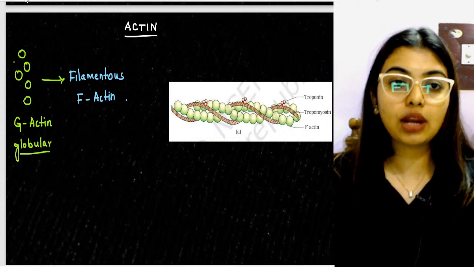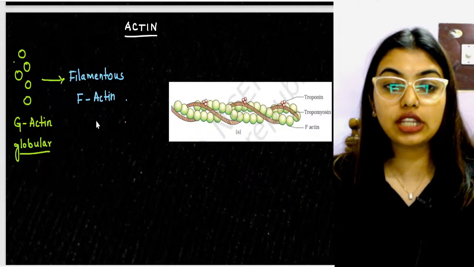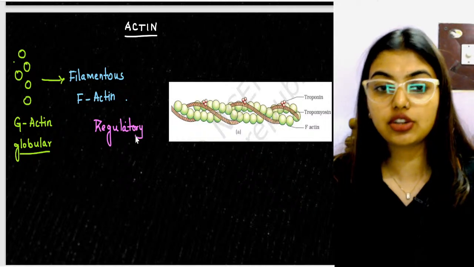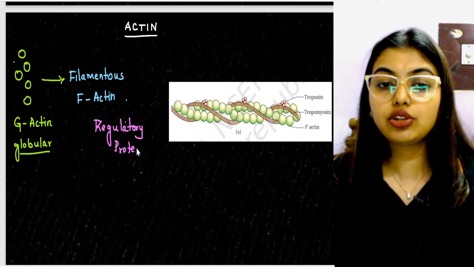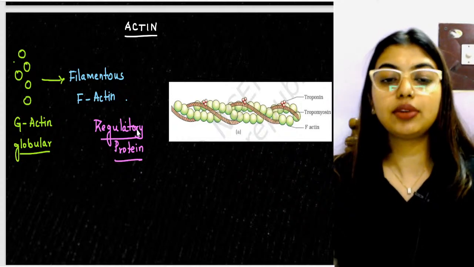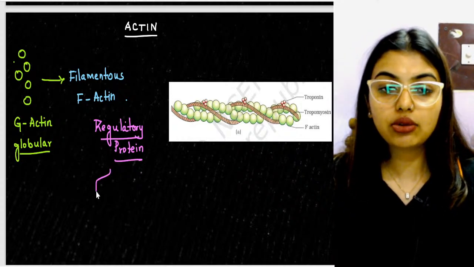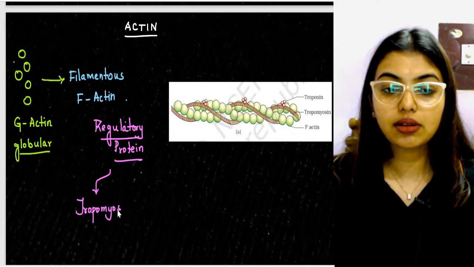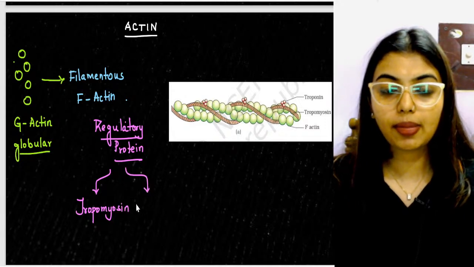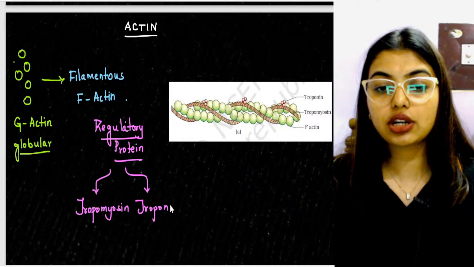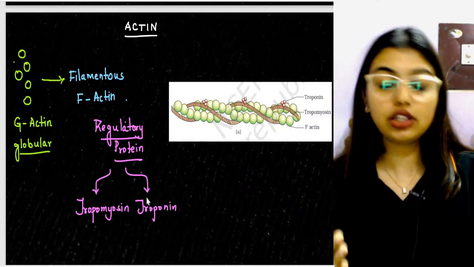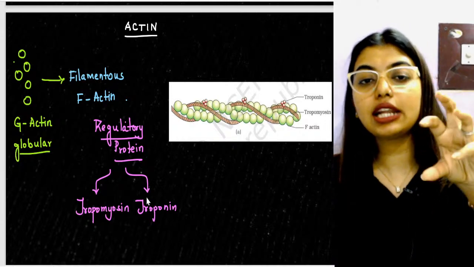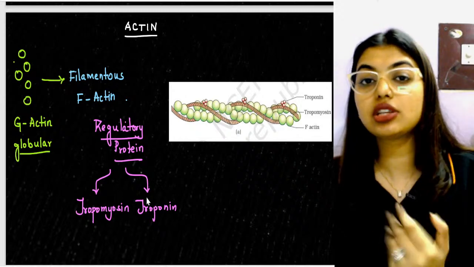Now when I talk about troponin and tropomyosin, they are actually regulatory proteins. Students, when actin and myosin come together, contraction happens. We do not want our muscles to contract all the time. So to regulate them, we have two proteins, tropomyosin and troponin. They control the contraction, because if they do not move, the myosin binding site on the actin will not be visible, and then the myosin will not come and bind.